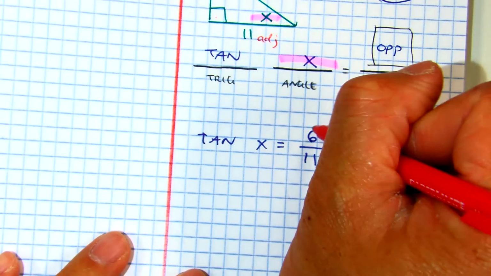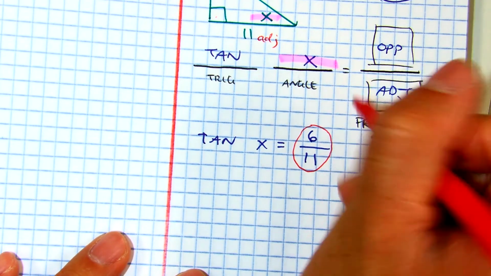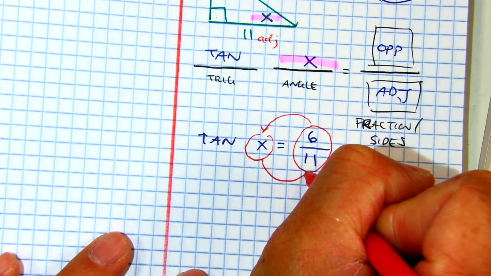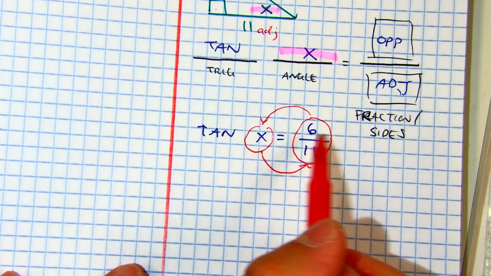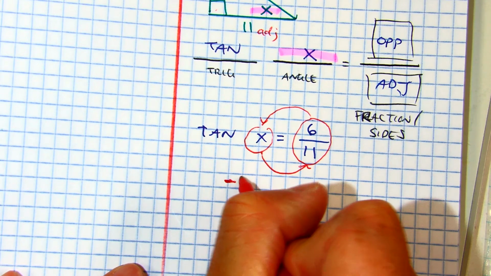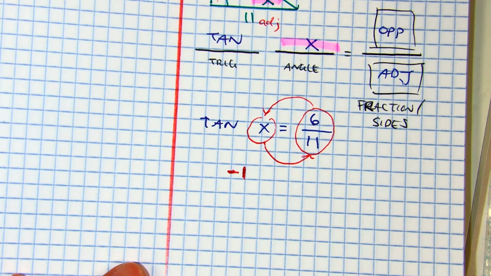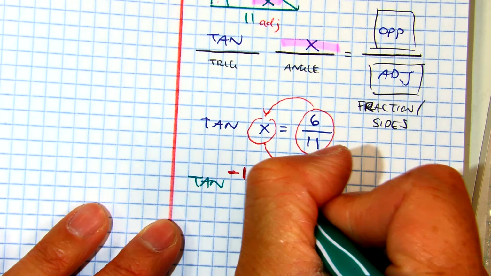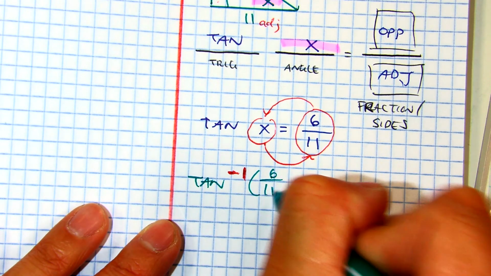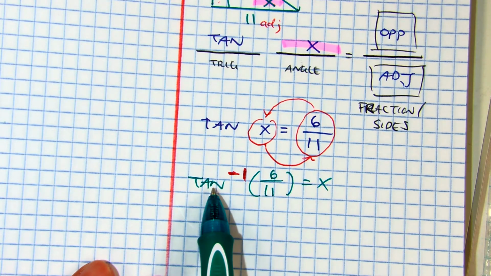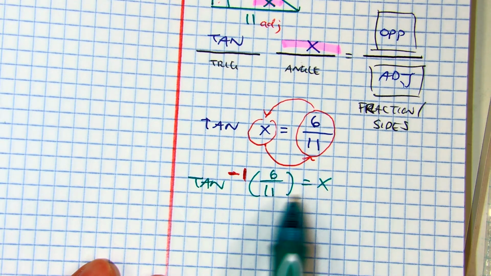This is super helpful. Circle it, draw arrows. Now pay attention. When you switch it, you have to show the symbol for inverse. The symbol for inverse is a -1. So now this reads tangent to the -1 of 6/11 equals x. This reads the inverse of tangent of 6/11 equals x. This is actually my calculator ready equation.